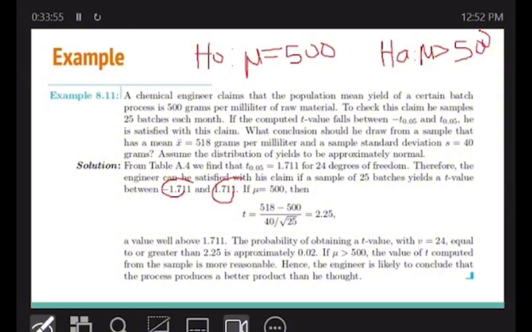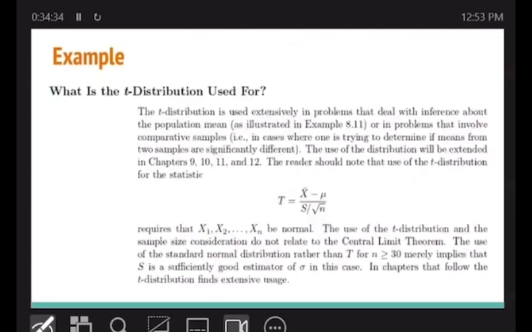If you take a look at what we have, to check the claim, he said, let me see, to check this claim he samples 25 batches. If the computed T value falls, it is satisfied with his claim. Now it doesn't fall. Because the computed T value doesn't fall, it is not satisfied with the claim. That's what it means. But we're still going to talk about hypothesis testing, just an introduction.